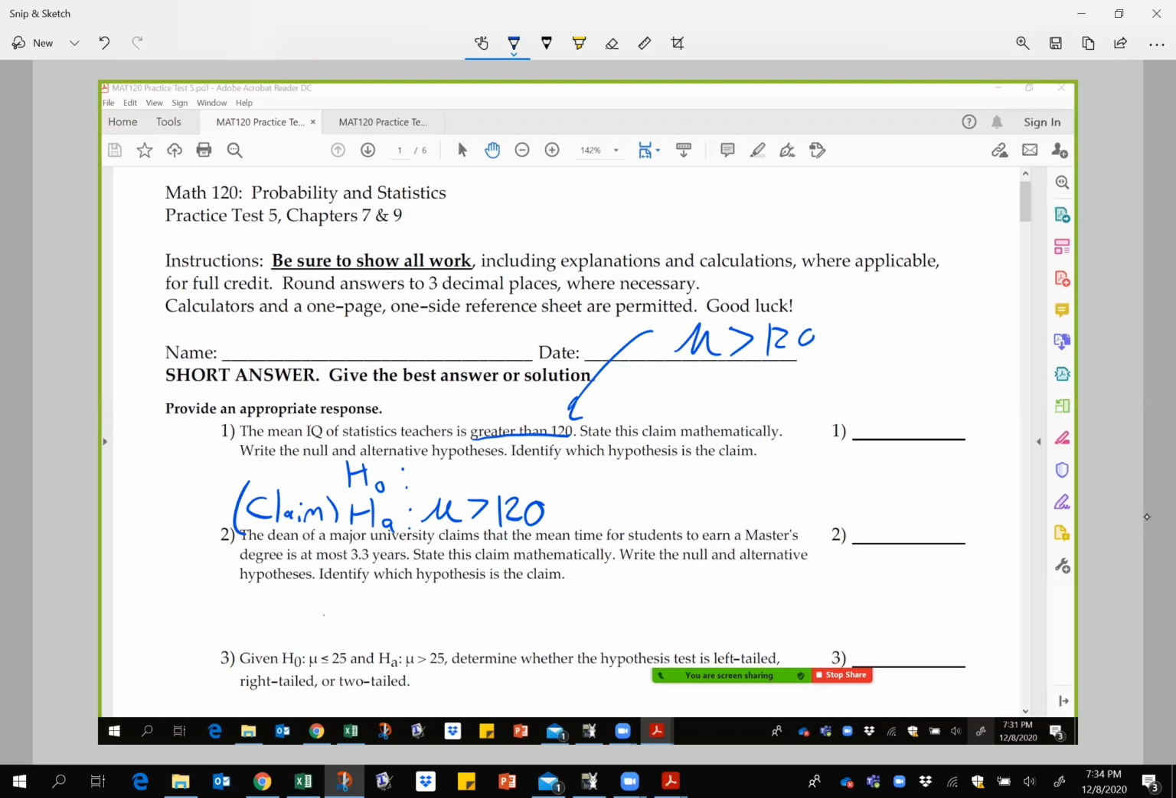The null would just simply be the exact opposite statement. The opposite of greater than would be less than or equal to. So for this particular hypothesis test, the null hypothesis is that the mean is less than or equal to 120. The alternative hypothesis is the mean is greater than 120. The thing that was stated in the context of the problem was the mean greater than, so the claim was the alternative hypothesis for this one. That's what we'd be looking for you to be able to do for this question: write down the hypotheses, what's the null, what's the alternative, and identify which one of the two is the claim.